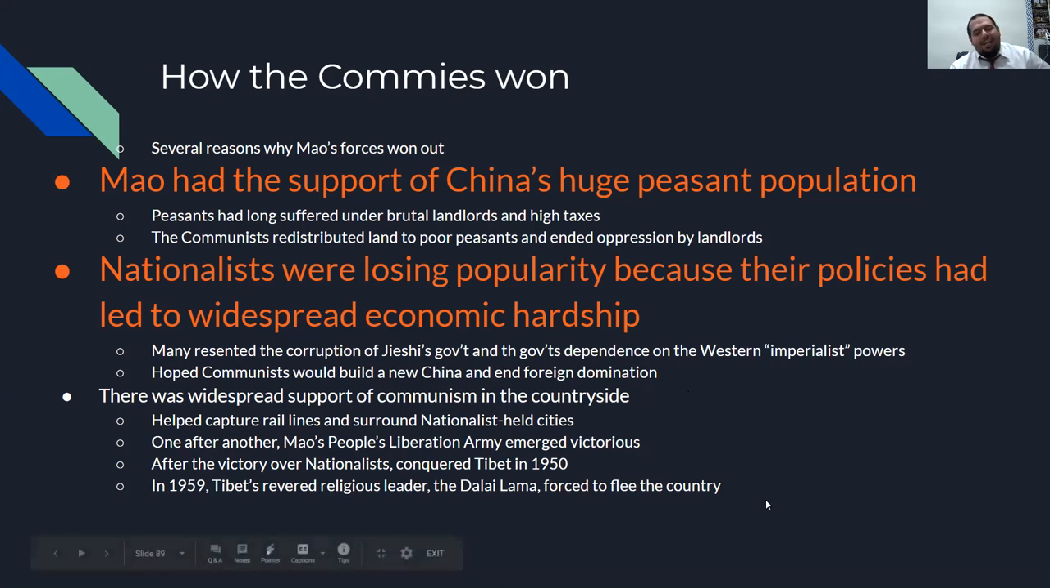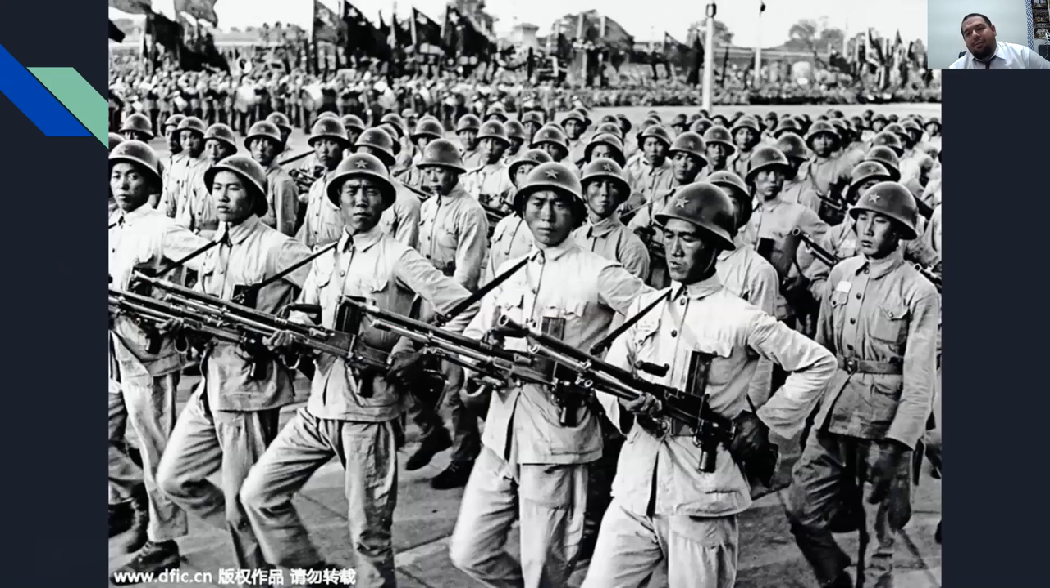They conquered Tibet in 1950. And in 1959, Tibet's revered religious leader, the Dalai Lama, was forced to flee the country because they didn't want him to die. Here you have their People's Liberation Army.